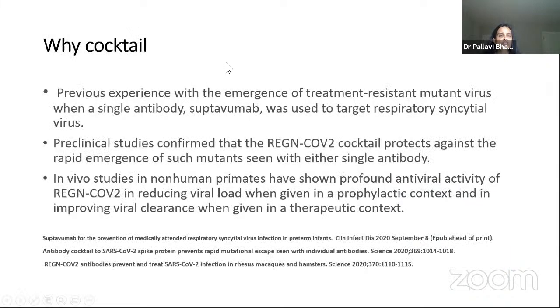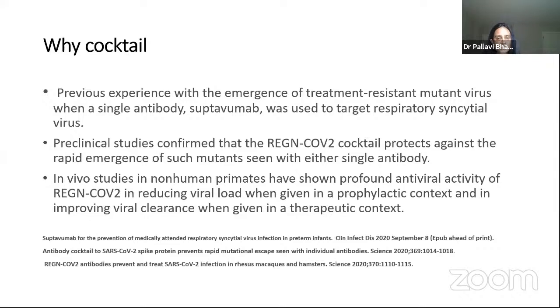Why not a single agent? Why a combination? So as I said earlier, for our first 3 months, we were using a single agent from Eli Lilly, BMAB. And the other company, whose product you would be using, to start out with came out with a combination because of their understanding and experience that you can have emergence of treatment-resistant mutant virus when a single antibody is used, and that was extrapolated from experience with RSV monoclonal antibody. And also the preclinical studies confirmed that the cocktail protected against rapid emergence of such mutants, which was seen with a single agent.